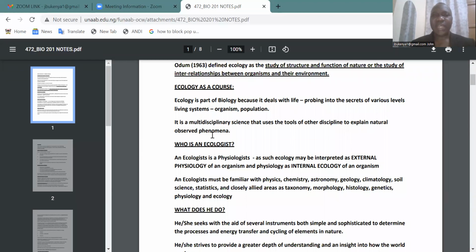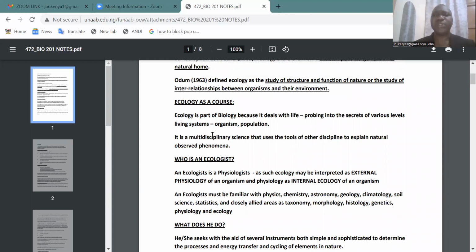So as I've already told you, ecology is a branch of biological science because it probes into the secrets of various levels of living organisms. From organismal level, ecology covers population level, where we are going to see that a population is a group of organisms belonging to the same species living within a defined geographical area at a certain time. So the ecological investigations at that level are known as population ecology.